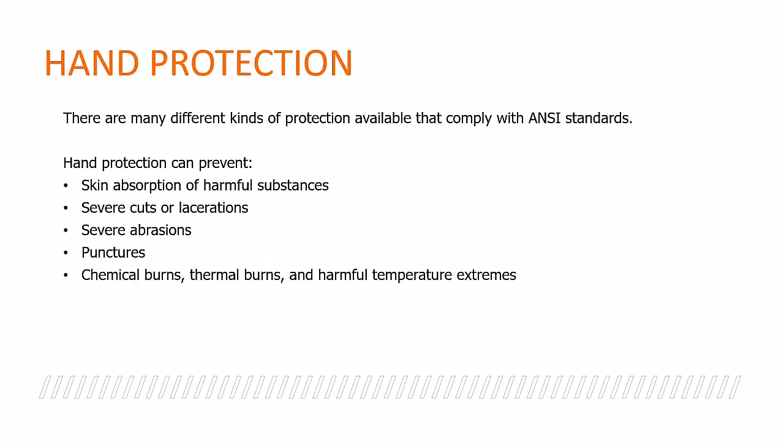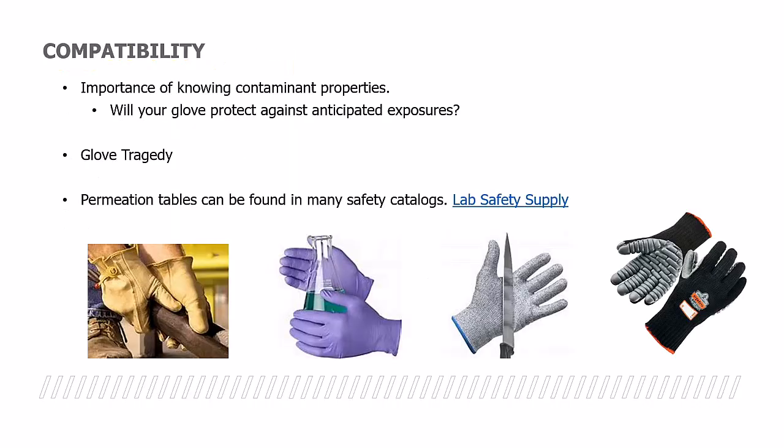There are so many different types of hand protection available that comply with the ANSI standards. Hand protection can prevent skin absorption of harmful substances, severe cuts, lacerations, and severe abrasions. Chemicals, thermal hazards, and even harmful temperature extremes can also cause damage to the human hands. Okay, let's talk about glove protection, or hand protection with gloves. Make sure that whatever gloves you're using are compatible with the type of products that you're going to be dealing with.